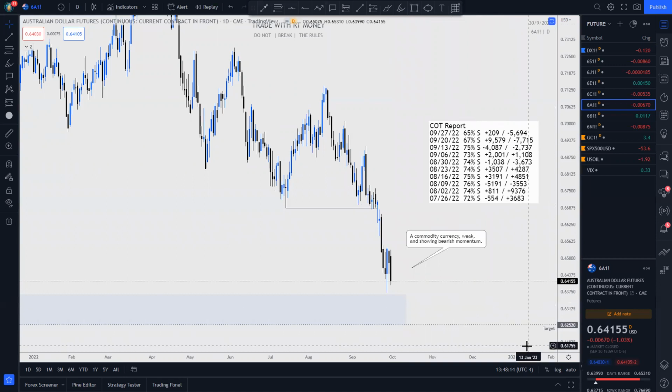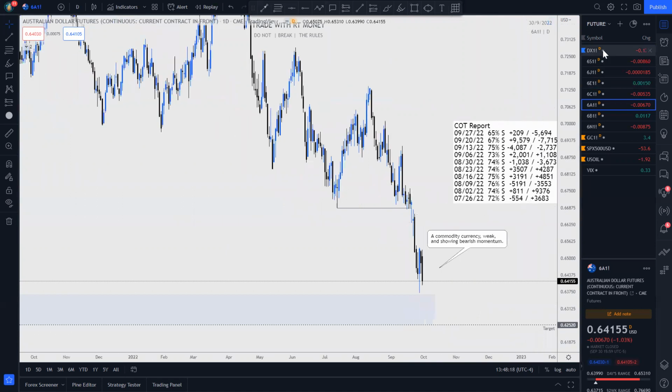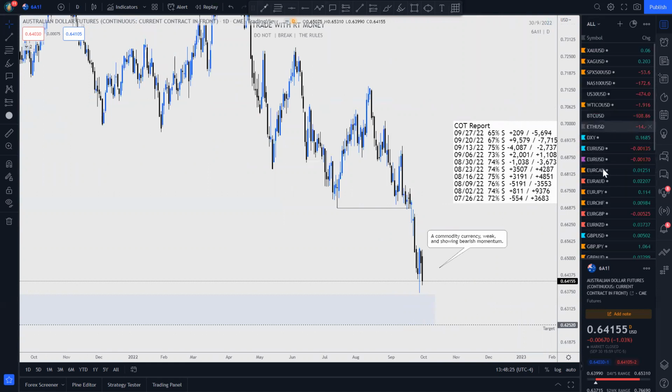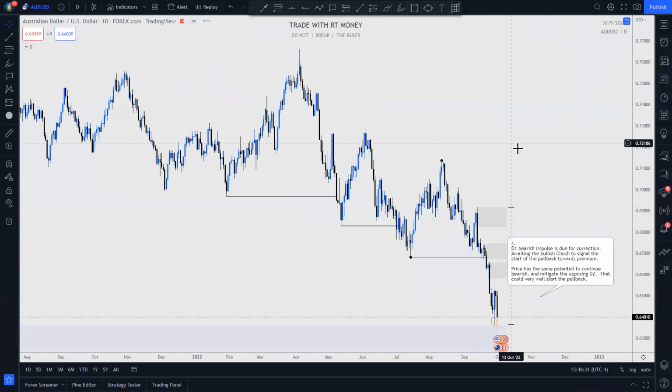I hope I'm not confusing you, but we want to coordinate these things because there are correlations that we need to acknowledge. Now, if we go to the Aussie dollar, I went to the wrong list. Go to the Aussie dollar and take a look at it on its own.